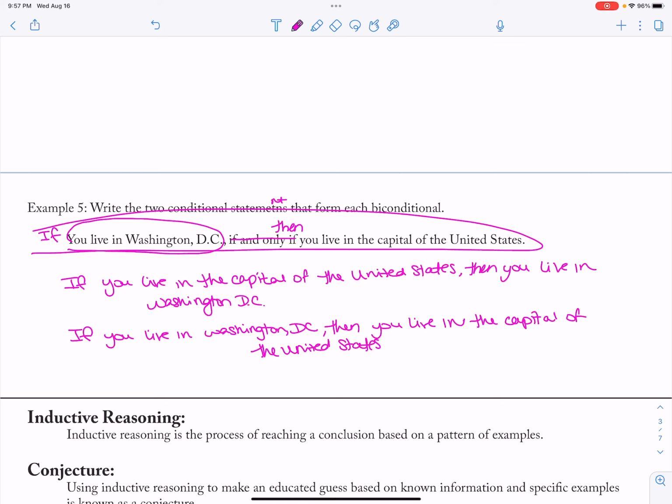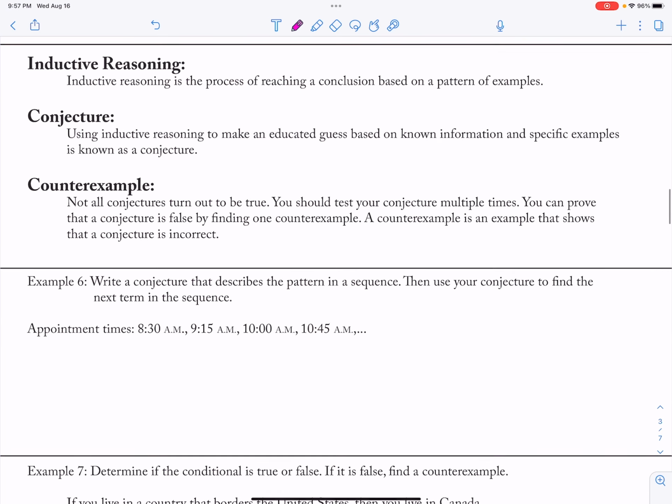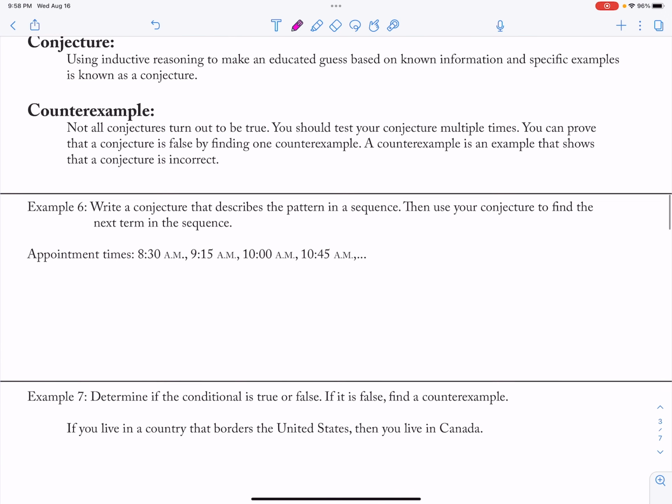Okay. Inductive reasoning, so conjecture, counterexample, those are just, again, vocabulary. I'm not going to actually test you on vocabulary. I'm just going to use the vocabulary. So you just have to know or have a basic understanding of what the actual definition is. I do not want you guys to recite definitions for me.